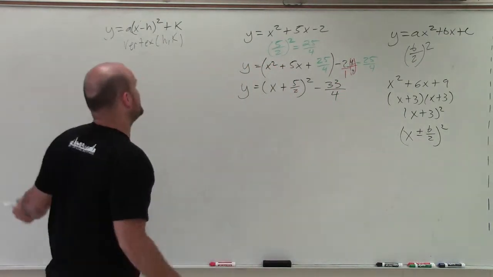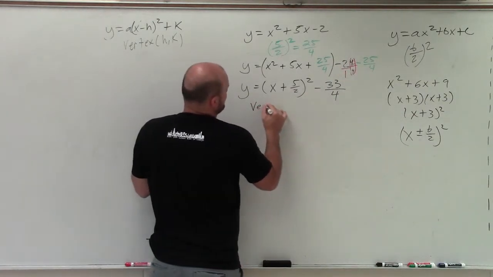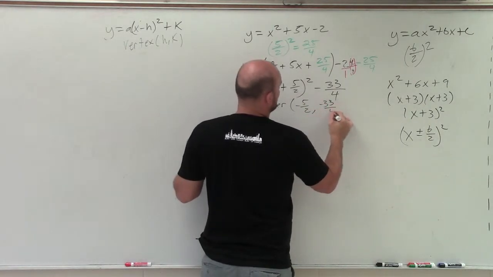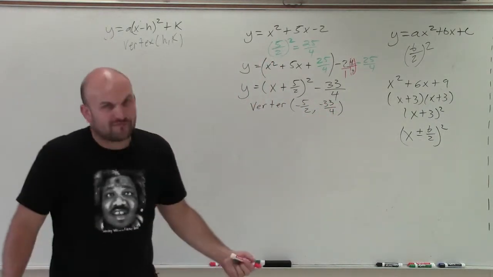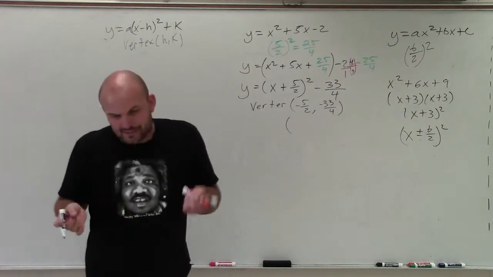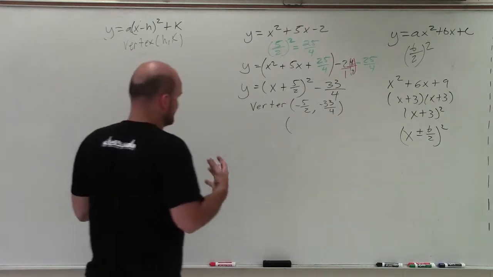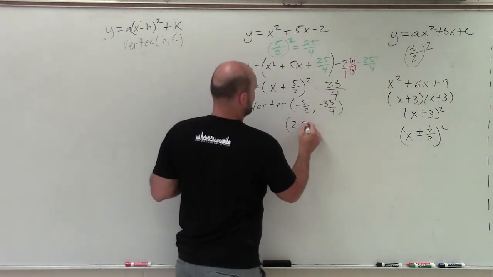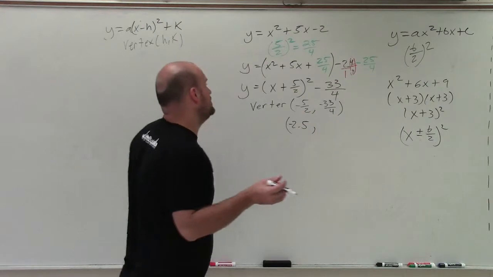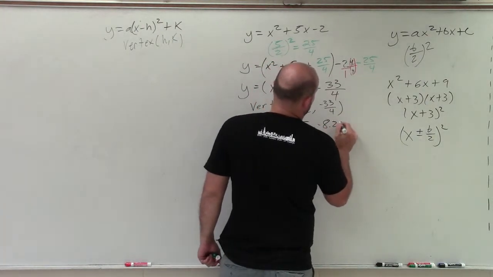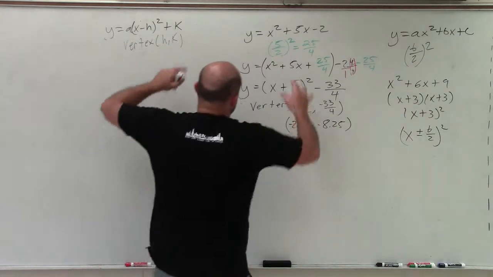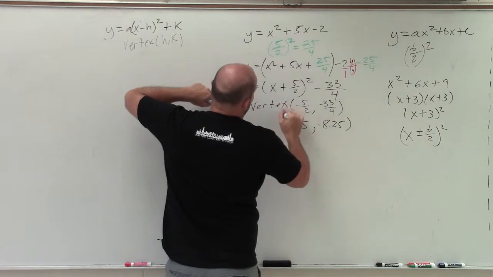Now that we have it in this format, we can graph it. We know that the vertex is negative 5/2 comma negative 33 over 4. For those of you that like fractions, that's fine, but when graphing, I think decimals are a little bit easier. So this would be negative 2.5, and 4 goes into 33 8 times with 1 remainder, so that's negative 8.25. You can check that with your calculator. I like to keep fractions until I'm doing the graphing part.